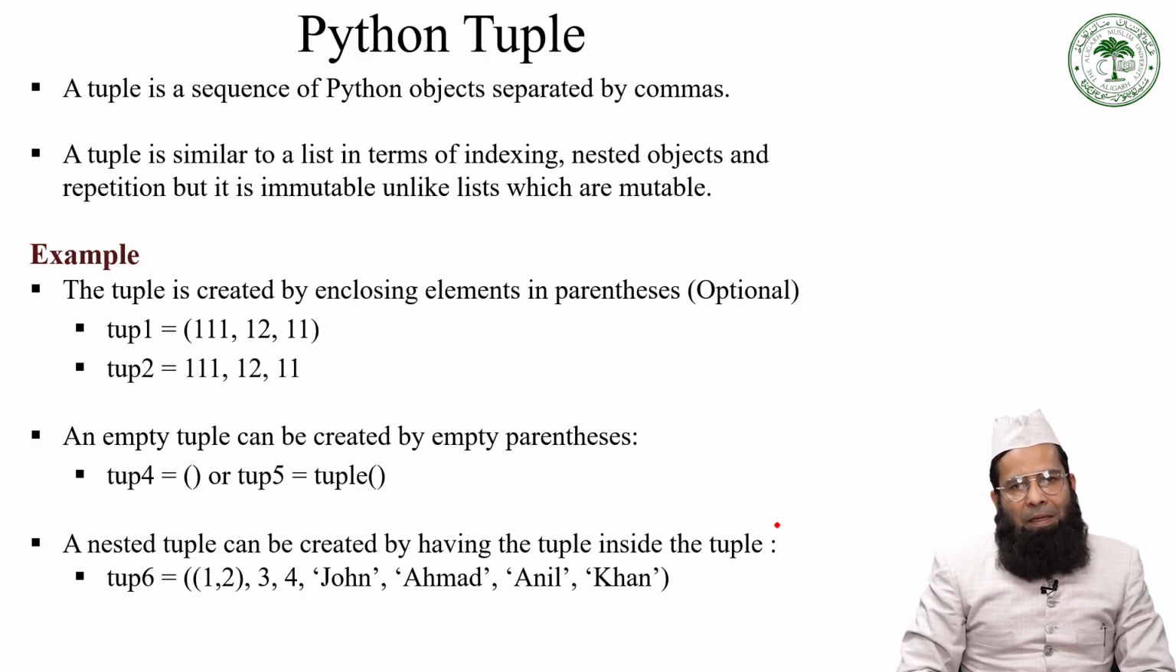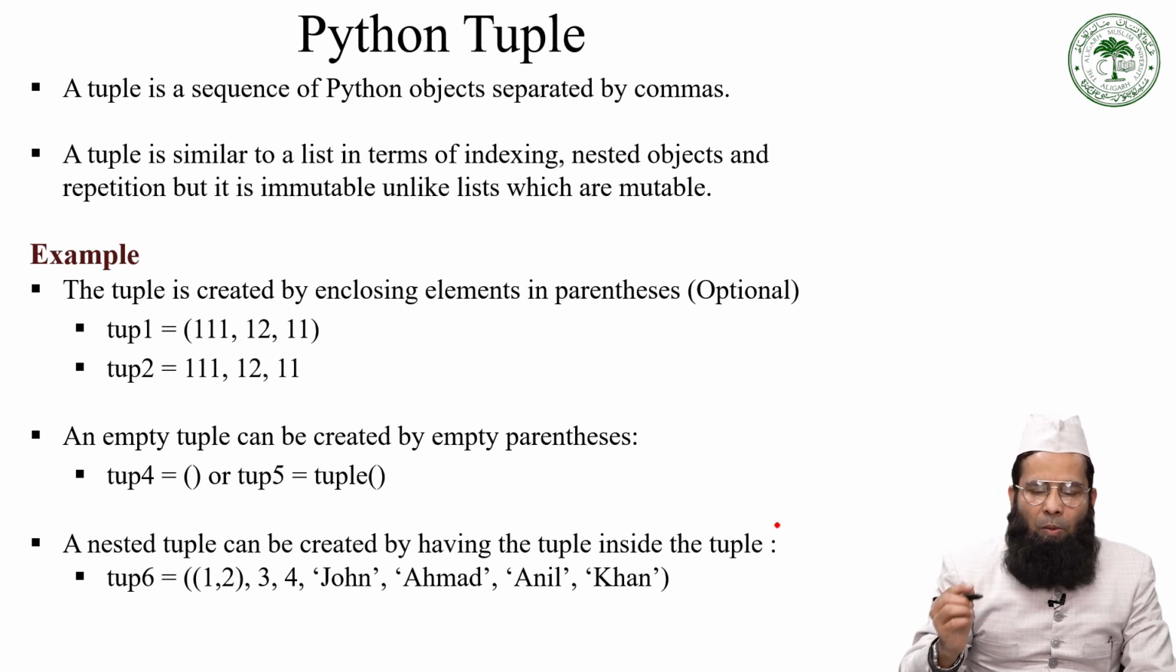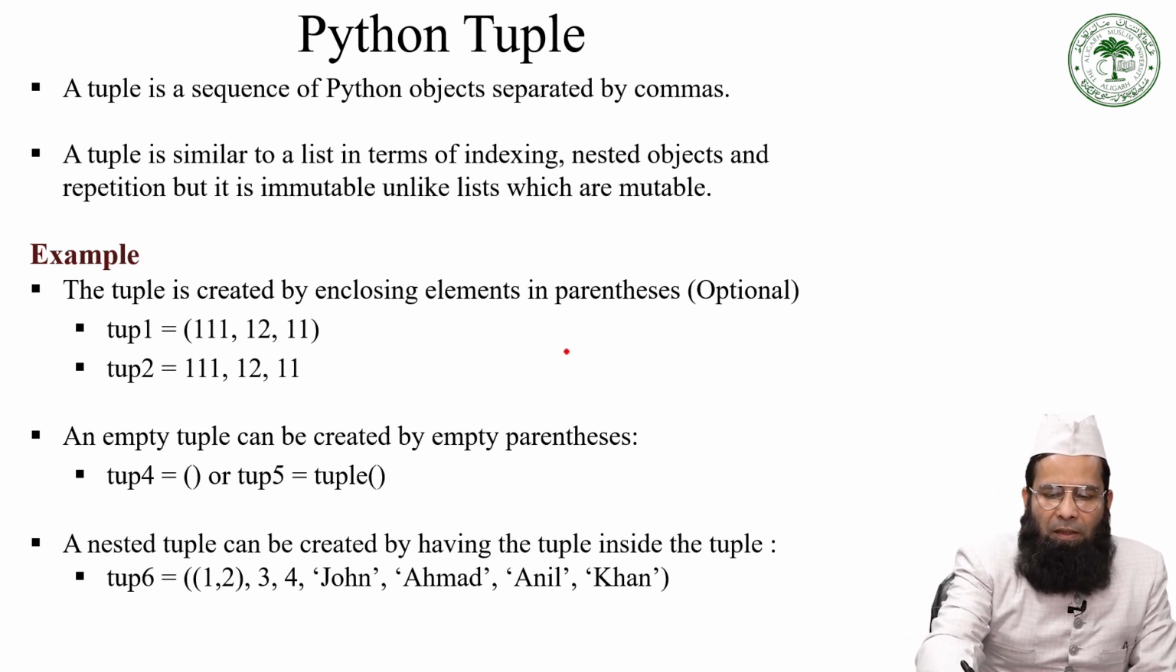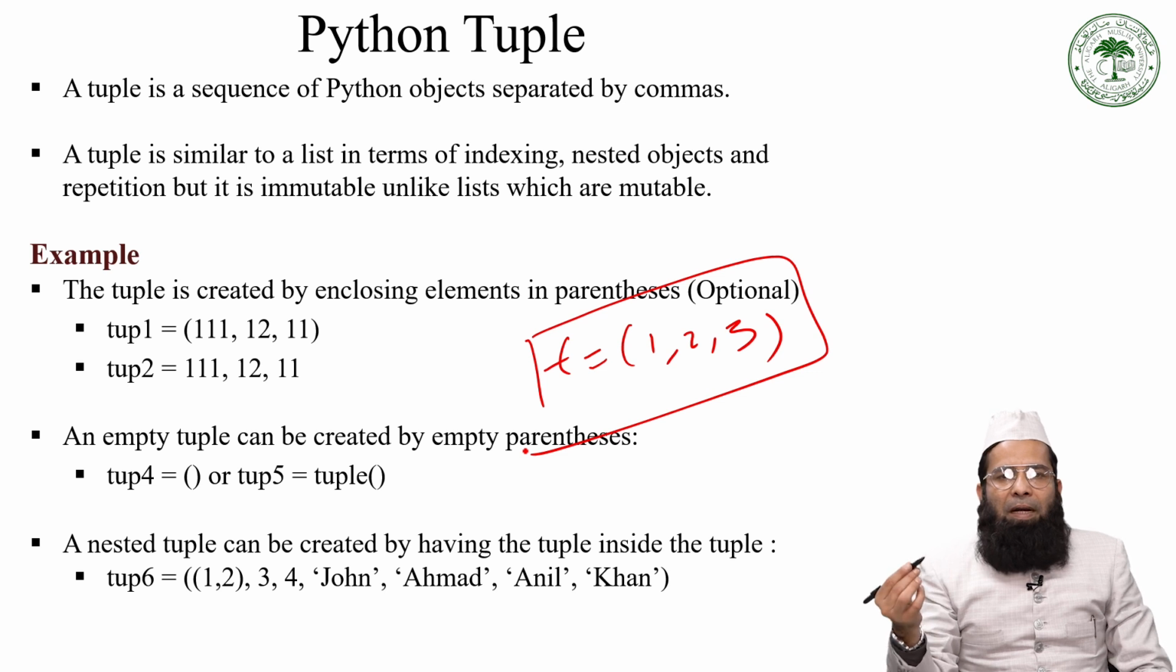Now, as far as tuple is concerned, a tuple is a sequence of Python objects separated by commas. So, if I say that T is a tuple, how to create a tuple? Like 1, 2, 3. So, this one is a tuple actually. These are separated by commas.